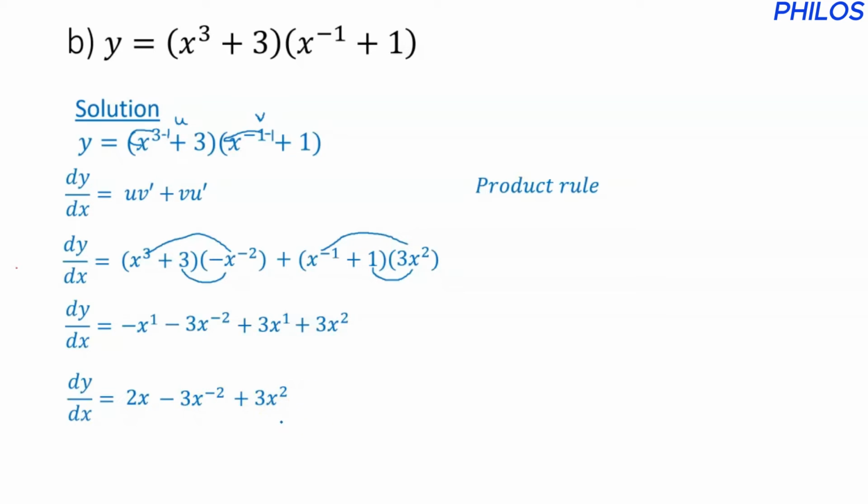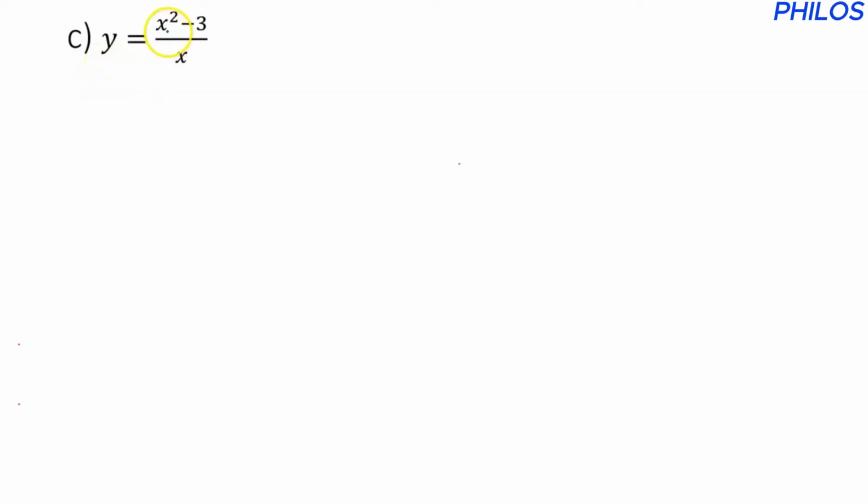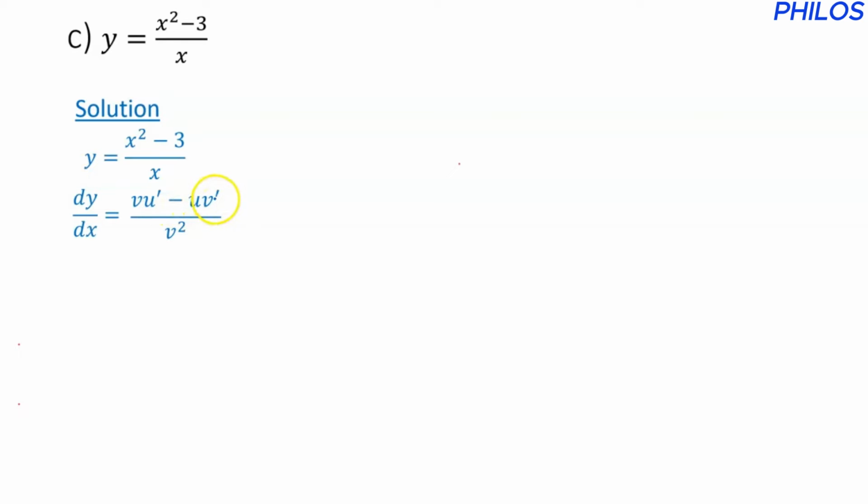So let's look at question C. Y is equal to x squared minus 3 all divided by x. So to solve this, first let's record a function which is y is equal to x squared minus 3 divided by x. So to differentiate y with respect to x, the rule we are going to use is v times u prime minus u times v prime all divided by v squared. This rule, we call it the quotient rule.